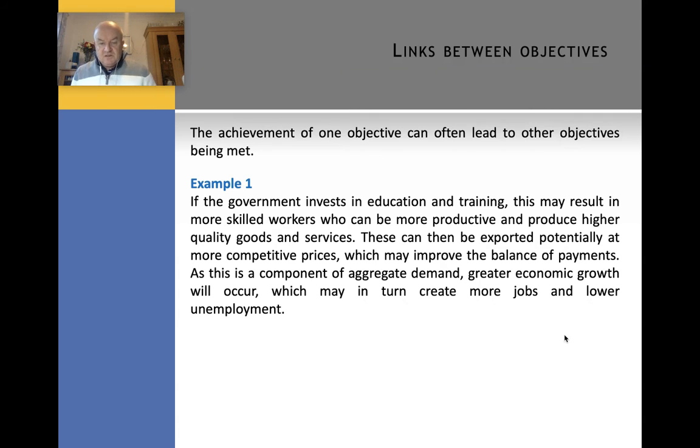Okay, so government decides it's going to invest in education and training. That's going to lead to more skilled workers who can be more productive and produce higher quality goods and services. They can be potentially exported at more competitive prices, and that's then going to improve the balance of payments. Because that's an element of the aggregate demand, that's going to mean greater economic growth will occur, and that's going to turn into more jobs and lower unemployment. So you can see that one thing, investment in education and training, could have a fundamental impact on a number of the other objectives that we might have set for ourselves, as a government.